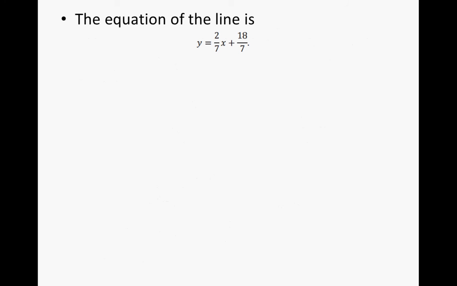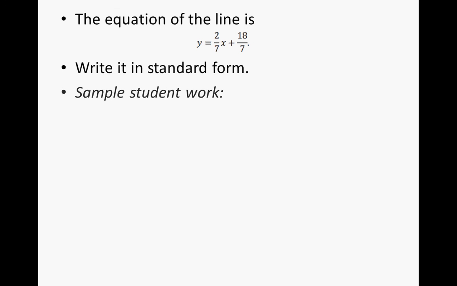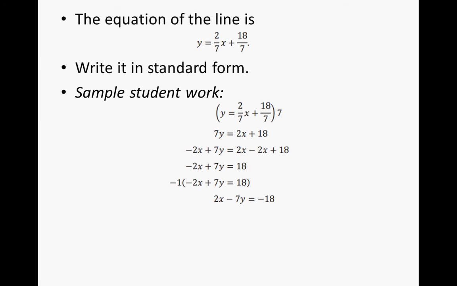So that means the equation of the line is just what we said, and now to write it in standard form, we would multiply both sides by 7, at least that is one way we can do it. If we do that, we get 7y is equal to 2x plus 18. Notice how this gets rid of our fraction since we have a common denominator.